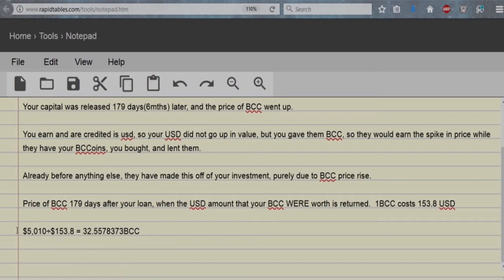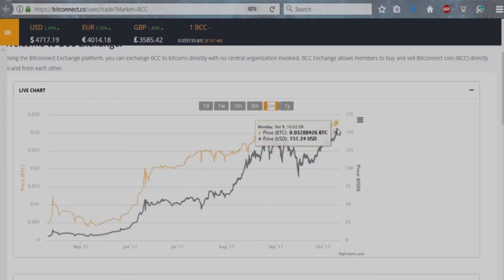Price of Bitconnect coin 179 days after your loan, when the US dollar amount that your Bitconnect coin were worth is returned, one Bitconnect coin costs 153.8 US dollars. So if we go to the amount they release you, your capital back, and we see how many Bitconnect coins they would have to give you that's worth that back at the moment they're giving it to you, as of the price of Bitconnect coin at the moment they're giving it to you, which is $153.8.